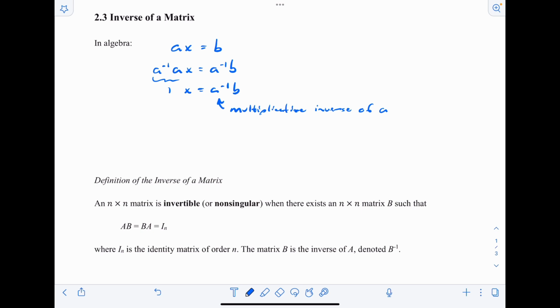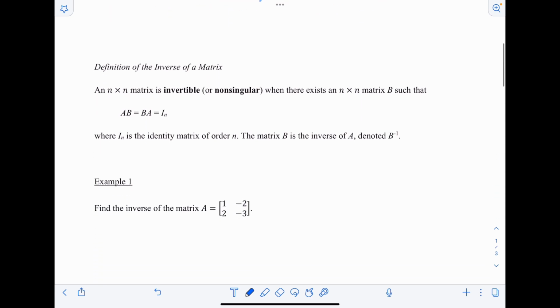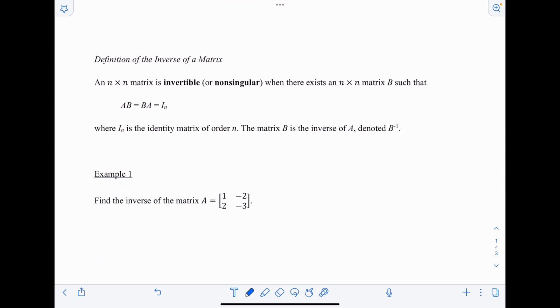Similarly, we can apply the same idea to matrices. Let's get into the definition first, and we'll do the example. By definition, and we got a little bit into some of these ideas in the last lesson, an n by n matrix A, a square matrix, is what we call invertible or non-singular when there exists another n by n matrix B such that A times B equals B times A equals the identity matrix.